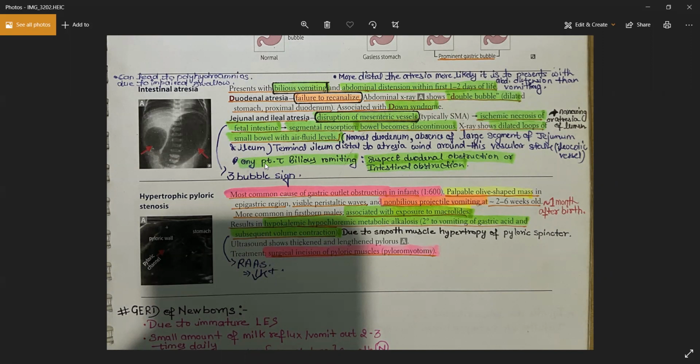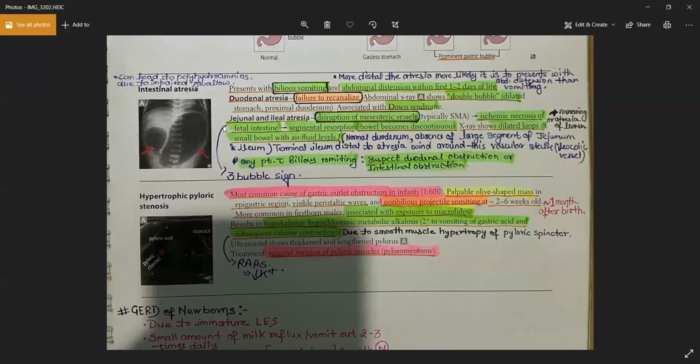I have one doubt. Yeah. In congenital hypertrophic pyloric stenosis, do we get a double bubble? No, you won't get it, because it is before the duodenum. Okay, thank you.